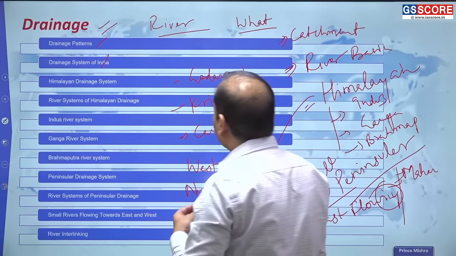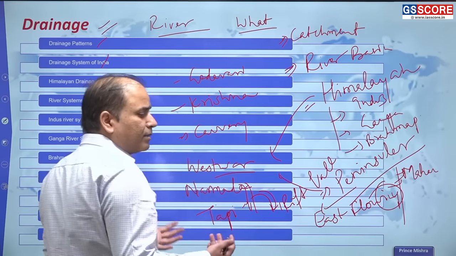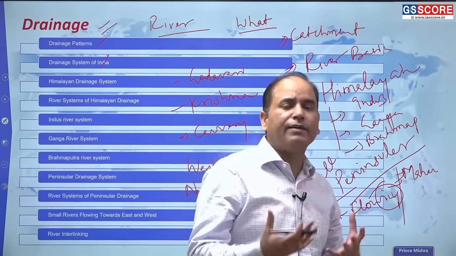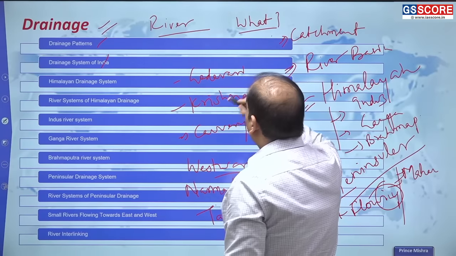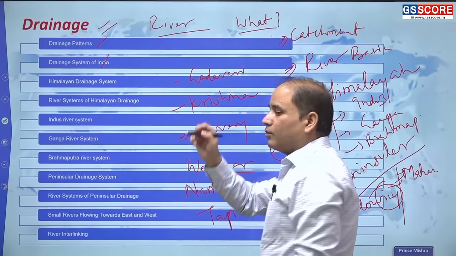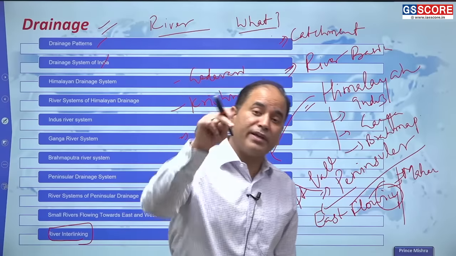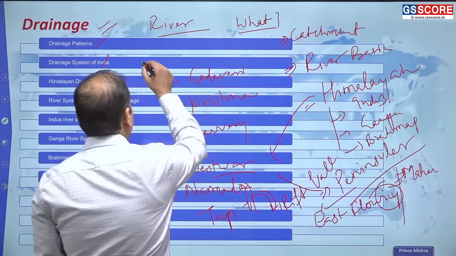Other than this, you also need to study some very contemporary topics like interlinking of rivers. What is this concept of interlinking of rivers that you need to study? Also you need to study the major projects that we have initiated related to the interlinking of rivers. The major projects have obviously been initiated to fulfill certain objectives. So what benefits will this interlinking of rivers serve?